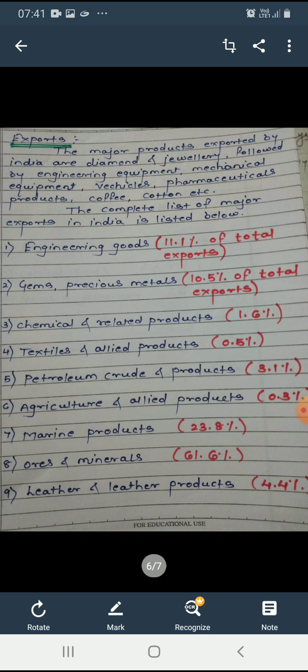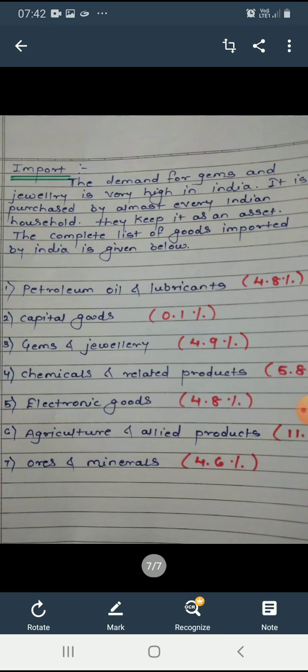Textiles and allied products, 0.5% of total exports. Petroleum crude and products, 3.1%. Agriculture and allied products, 0.3%. Marine products, 23.8%. Ores and minerals, 61.6%. Leather and leather products, 4.4%. Now turn to the imports.